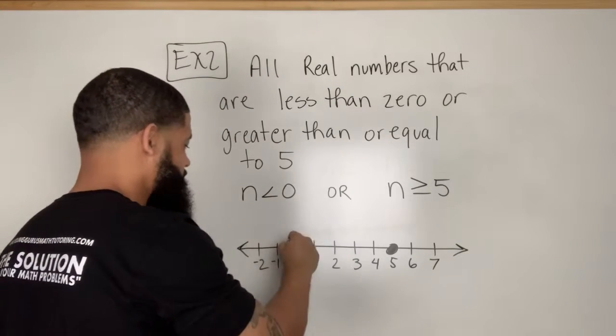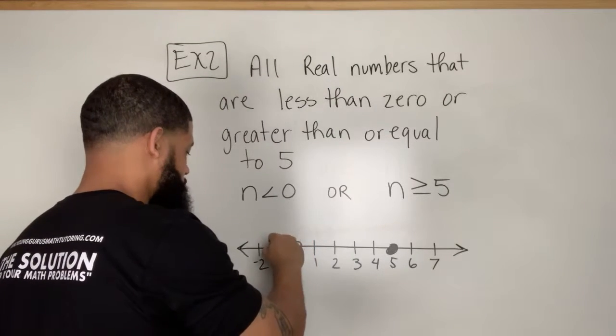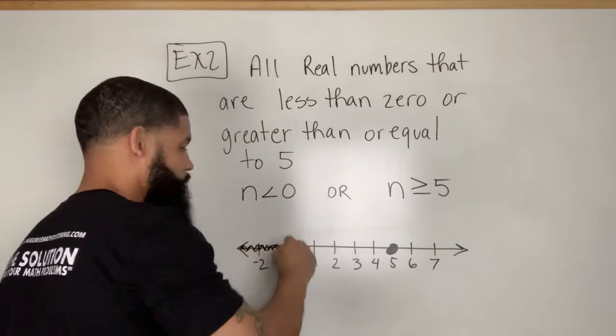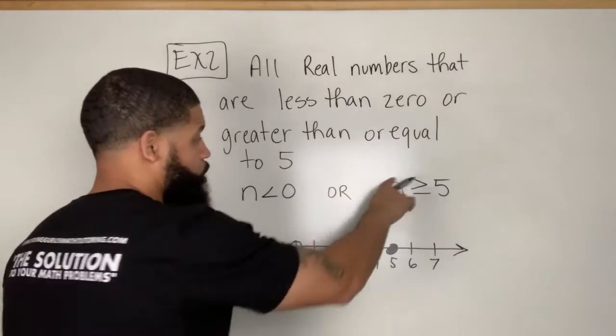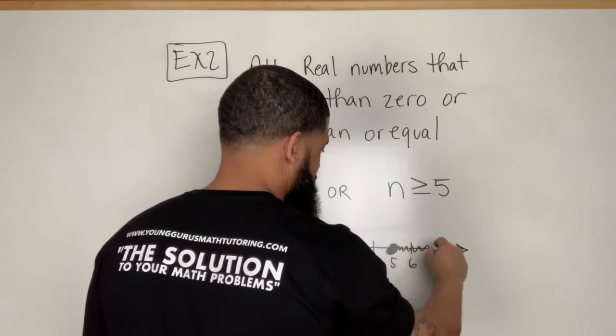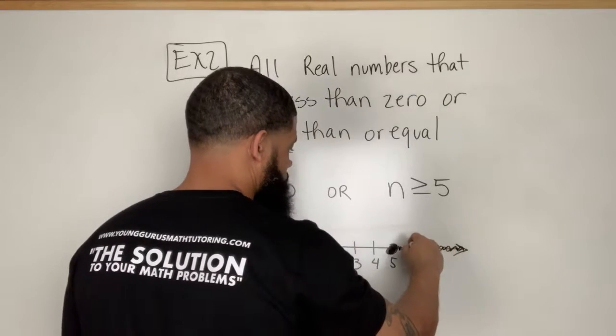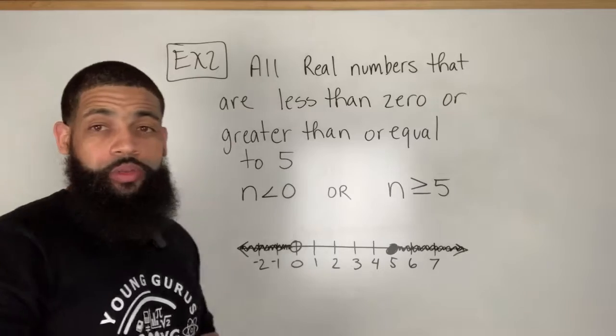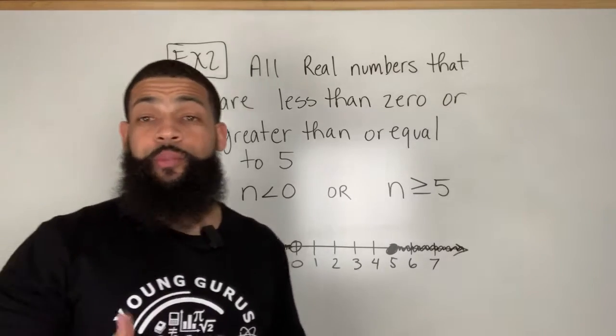So it says n is less than 0. So we're going to shade to the left of the 0 since the numbers are less than 0. Greater than or equal to 5, so we're going to shade to the right of the 5 since the numbers are greater than or equal to 5. So this is the other type of compound inequality.